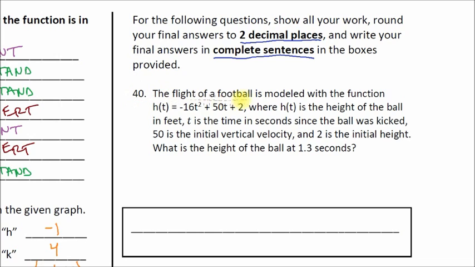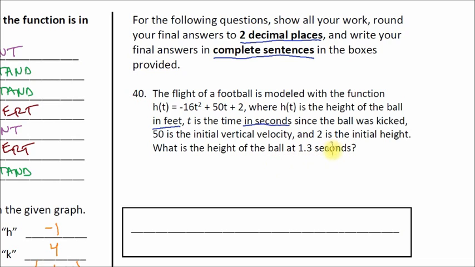Number 40, the flight of a football is modeled with the function h of t equals negative 16t squared plus 50t plus 2, where h of t is the height of the ball in feet. T is the time in seconds since the ball was kicked. 50 is the initial vertical velocity. We know that already. The b value is vertical velocity. And 2 is the initial height. That is the starting height. Our c value is the starting height.